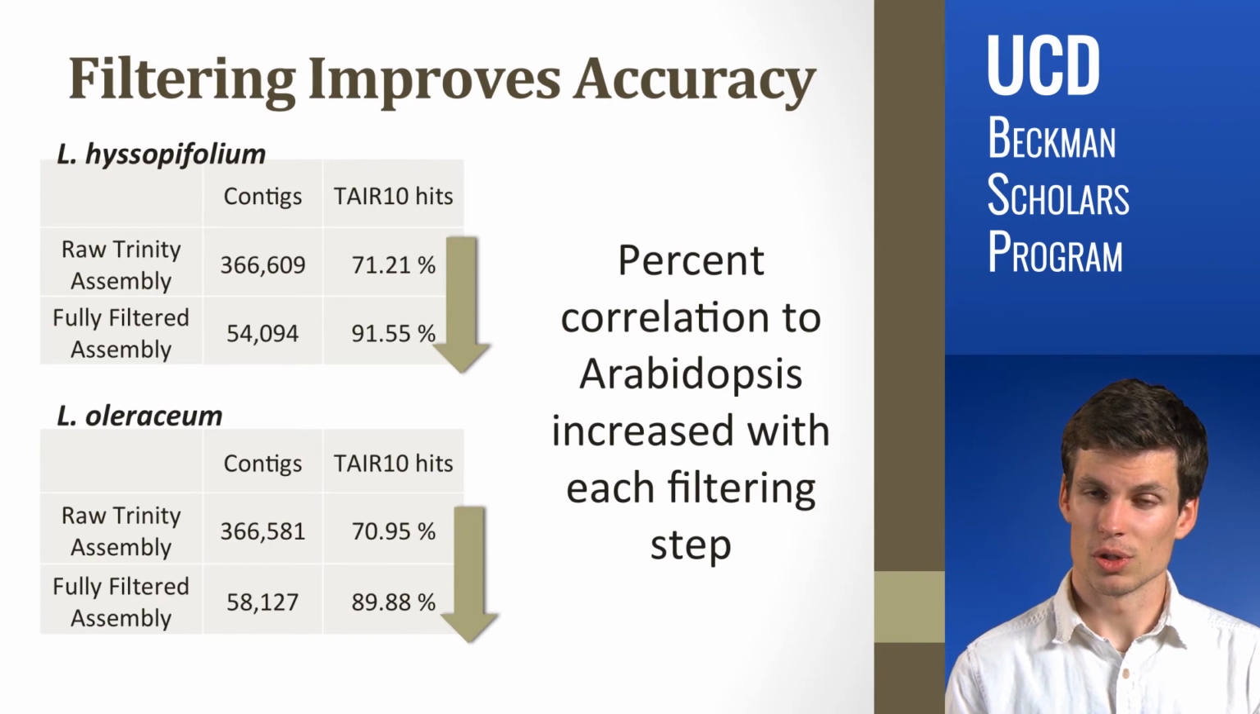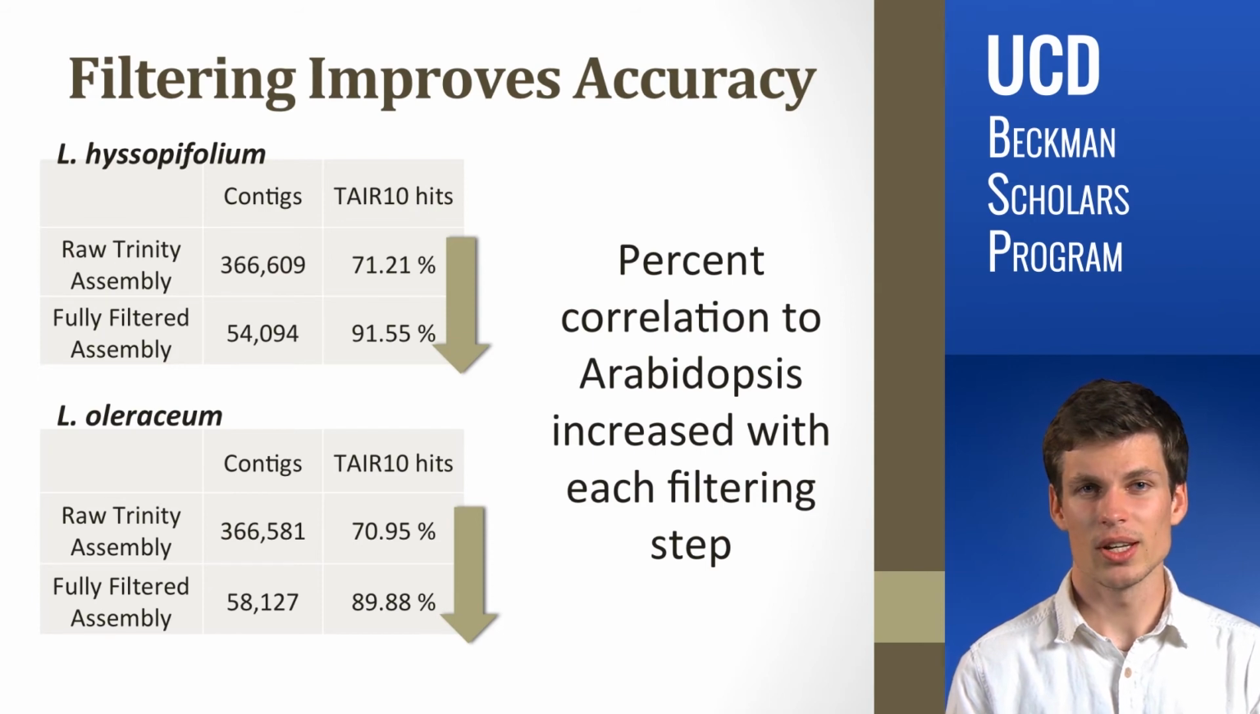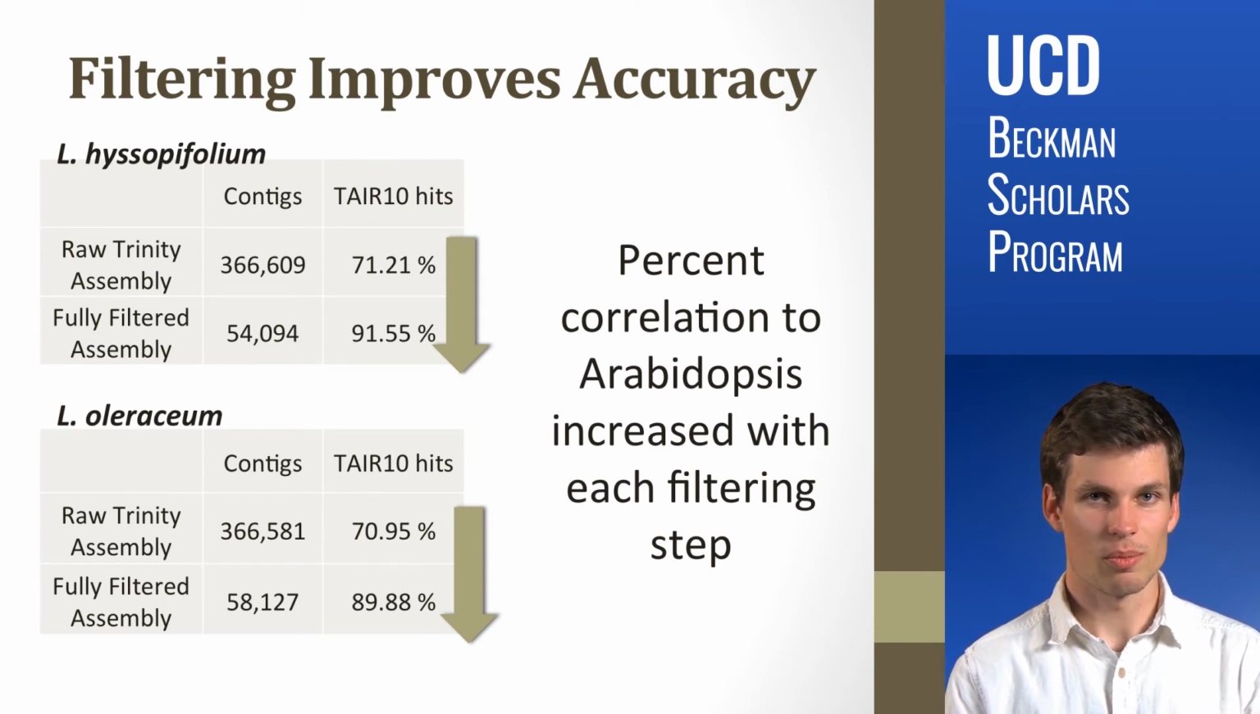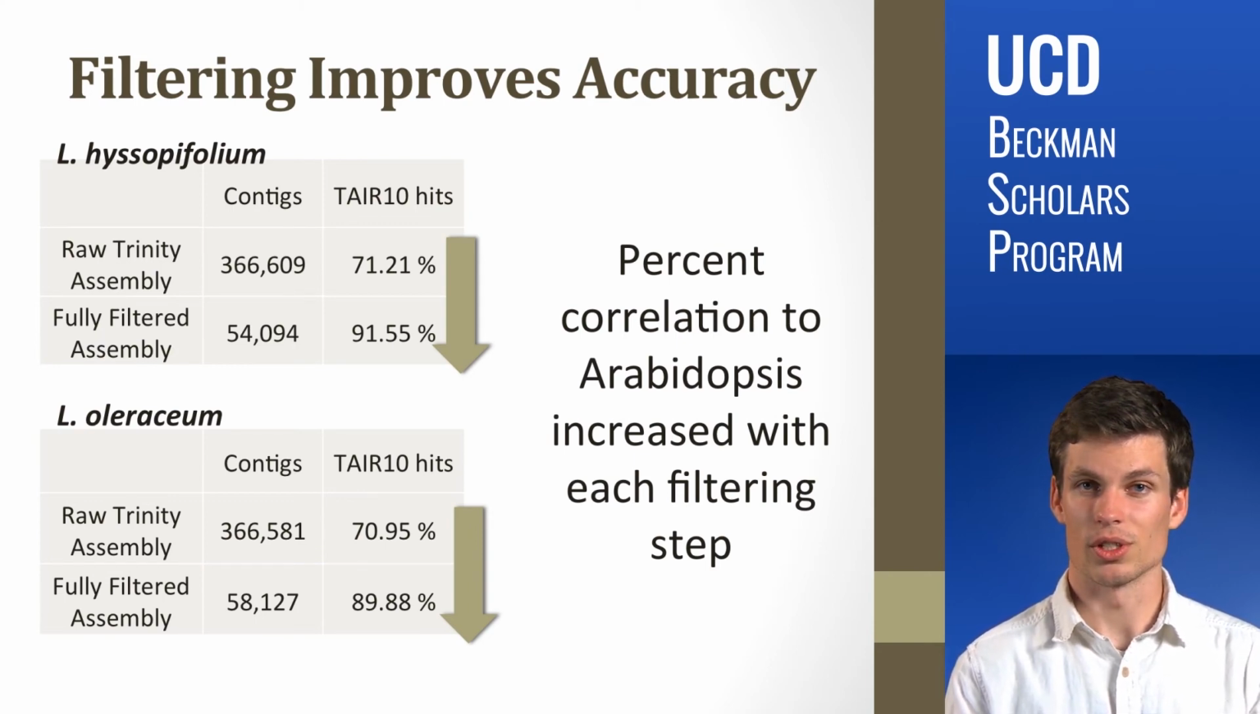From the beginning of our filtering process to the end, the percentage of our assembly that had hits in the Arabidopsis database increased, even as the number of contigs was pared down to less than 1/6 of their original quantities. 90% mapping to Arabidopsis is a very encouraging sign that our assemblies are of sufficiently high quality.